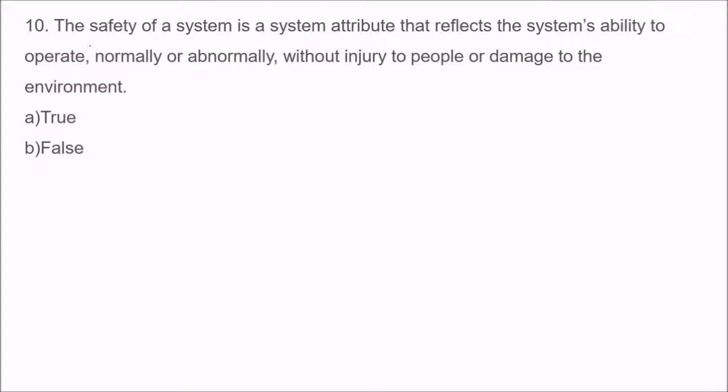Next, the safety of a system is a system attribute that reflects the system's ability to operate normally or abnormally without injury to people or damage to the environment.